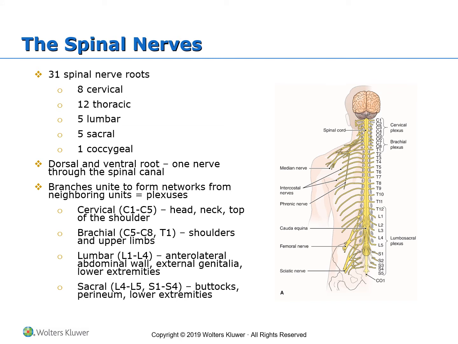The spinal nerves. There are 31 spinal nerve roots distributed as 8 cervical, 12 thoracic, 5 lumbar, 5 sacral, and 1 coccygeal. They are made out of a dorsal and a ventral root, making up one nerve that will pass through the spinal canal and come out of the spinal cord. Those branches will unite to form networks from neighboring units, and they will be called plexuses.